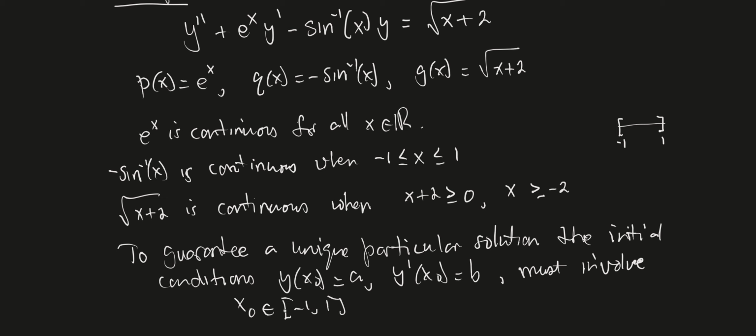If I pick something outside of that interval, who knows what will happen? Chances are I won't have a solution, or I might have some weird thing where I have multiple solutions. If I want to guarantee just one, my x0 has to come from this particular interval. All right? So that's just a little bit of theory behind these linear second order differential equations.